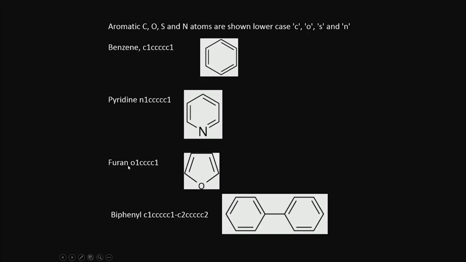aromatic system. Furan, okay, it is a 5-membered ring with oxygen. So, I start with O1, I put 4 carbons and then I put 1. So, this carbon and this O are connected. Biphenyl, okay, so 2 benzene rings connected like this. So, I will close this benzene ring, then I will have another benzene ring and then I connect them, understand this one.